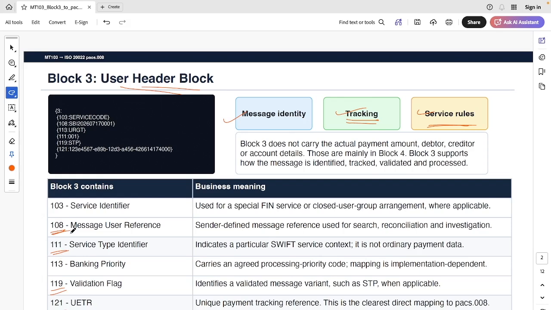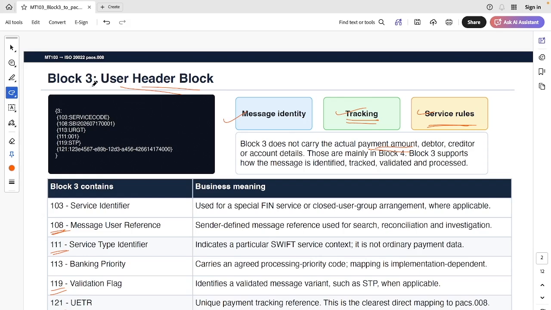Notice what block 3 does not normally contain: payment information, such as payment amount, debtor, creditor, or account details. Those payment details are mainly carried in block 4 of MT103. Block 3 therefore provides supporting information about how the message should be identified, tracked, validated, and processed.